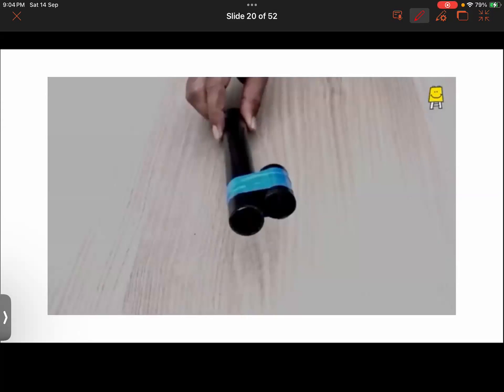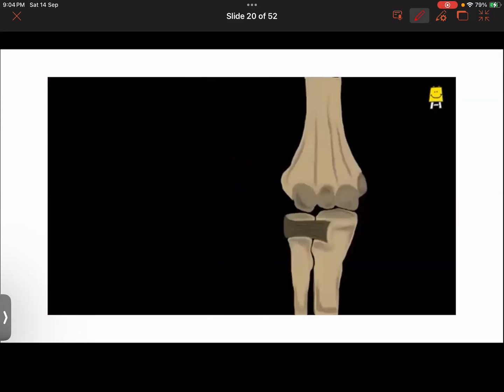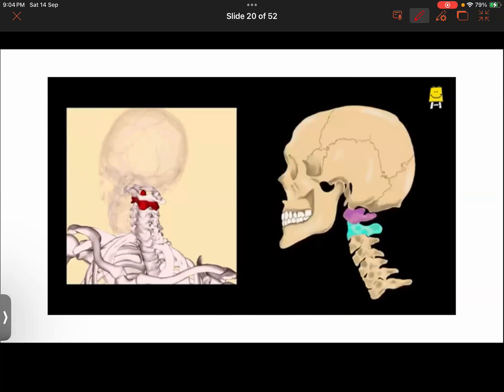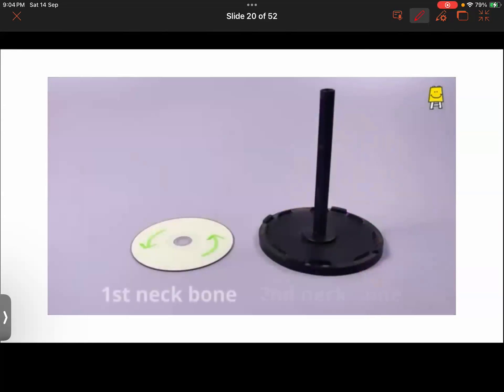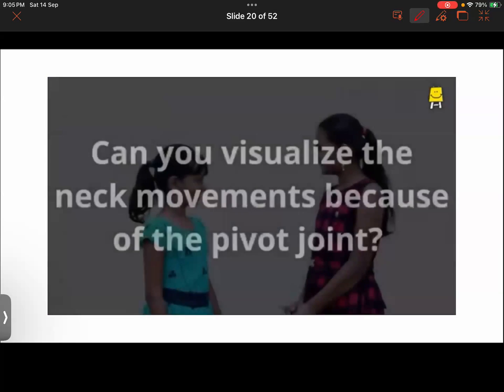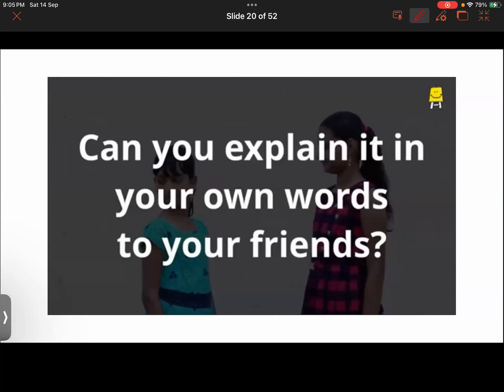A pivot is a fixed point on which another structure rotates. A pivot joint is formed when a bone rotates in the cavity formed by other bones or ligaments. This joint is also present in the neck. The pivot joint between the first two bones of the neck allows you to move your neck from side to side. Can you visualize the neck movements because of the pivot joint? Can you explain it in your own words to your friends?